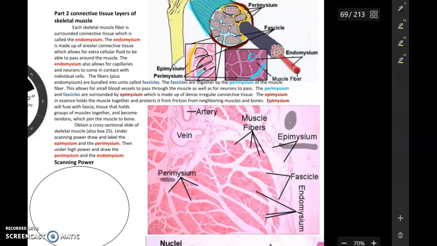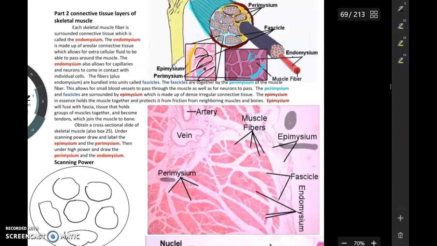So to start our picture under high power, I'm going to actually draw the fascicles. And here's a fascicle, here's a fascicle. What do I keep saying about drawing size? Should I make it small or large? Yep, large. So there's the fascicles. Now the epimysium is the space out here. So I'm just going to do epimysium around one side and label it.